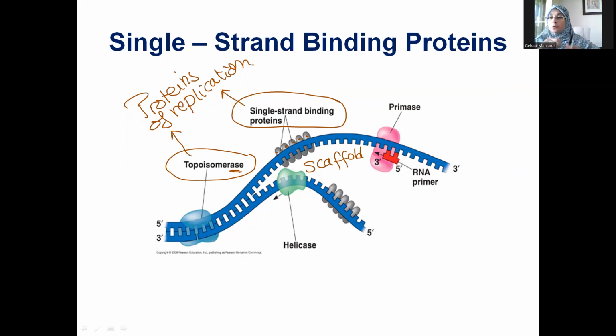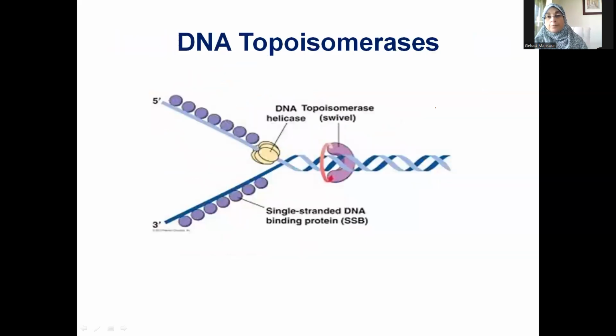like making the coils less tight. Sometimes in certain areas of DNA, there are super coils. There is very tight coiling of the DNA molecule. So the topoisomerases, what they do actually is that they make cuts in the main skeleton of the DNA molecule in order to make the coils less tight, in order to allow the bubble and the template strands in the bubble to stay apart. Okay, so these are proteins of replication.